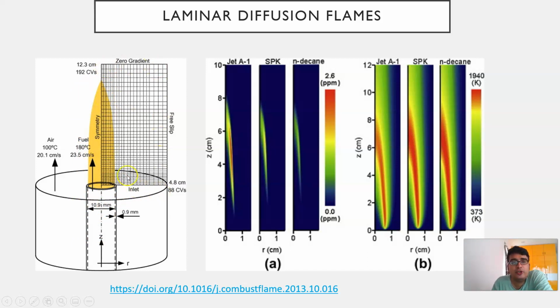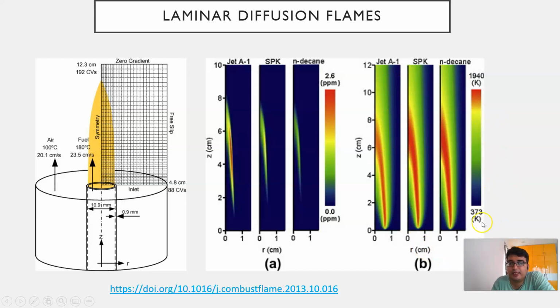What they have shown here is how you can do a CFD analysis. They have created a grid. This is how the flame looks, and this is the radius. The total fuel jet diameter is 10.9 millimeters, and the outer radius is 4.8 centimeters. And these are figures that show firstly the temperature.